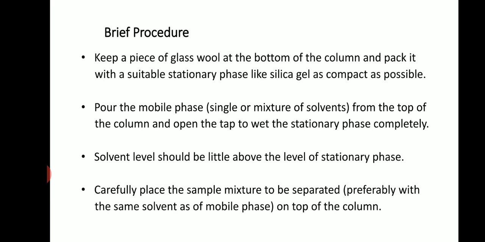Keep a piece of glass wool at the bottom of the column and pack it with a suitable stationary phase like silica gel as compact as possible. Pour the mobile phase from the top of the column and open the tap to wet the stationary phase completely. Solvent level should be a little above the level of stationary phase. Carefully place the sample mixture to be separated on top of the column, that means preferably with the same solvent as the mobile phase.